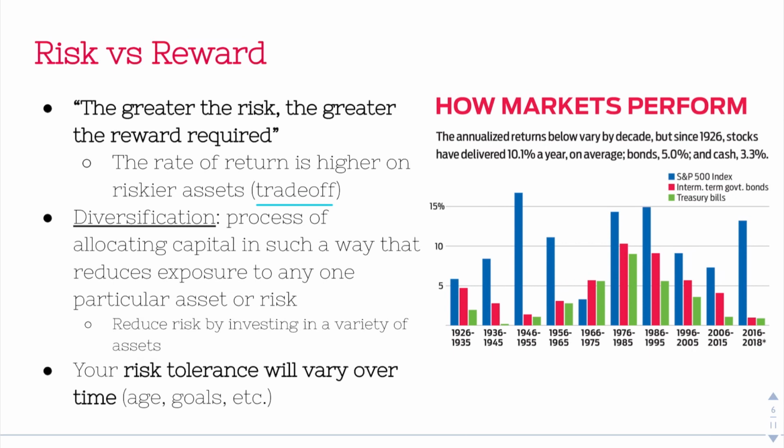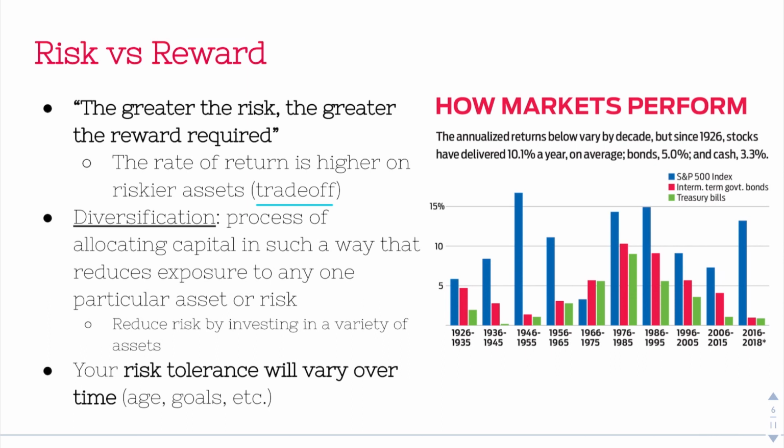Stocks are represented in the dark blue by the S&P 500, which is a collection of stocks in an index, and then in red we have intermediate term government bonds, and then in green we have treasury bills, which are the lowest risk type of bond, which is also a proxy for cash. And we see in every period stocks outperforming, then bonds, then cash, and that reflects the risk we talked about earlier, with stocks having the highest risk, then bonds, then cash.